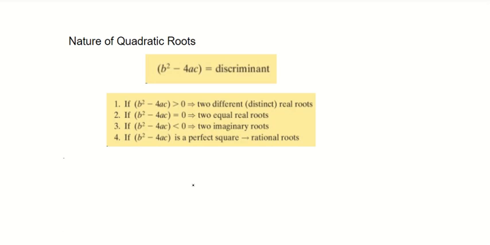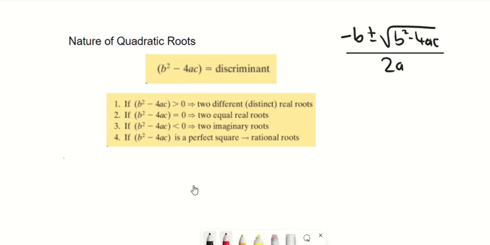Hi folks, this is about the nature of quadratic roots. So this b squared minus 4ac, that's a thing called the discriminant. You don't really need to know the word discriminant, but you'll recognize that it comes from the minus b formula, the formula used to solve quadratic equations. You can see straight away that the discriminant is the bit inside the square root.